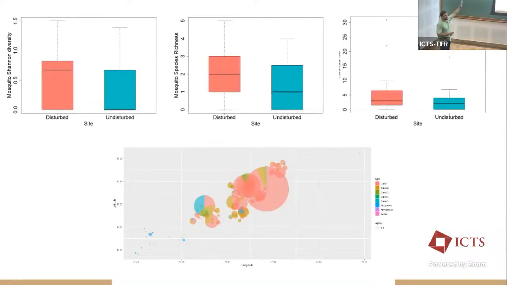And just a quick look at what the data may look like. This is from a very short sample size. What you can look at is the mosquito Shannon diversity, or the mosquito species richness, or their abundances, and whether they are different between disturbed and undisturbed. Don't look at the pattern. This is just based on 5 sites randomly, just to show you what kind of analysis you can do.